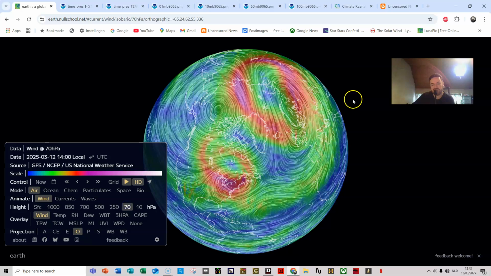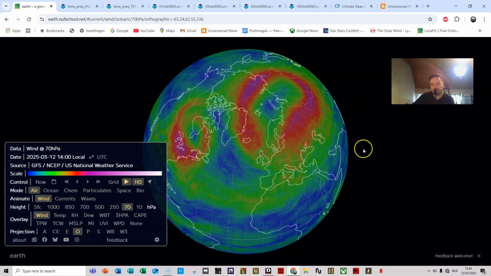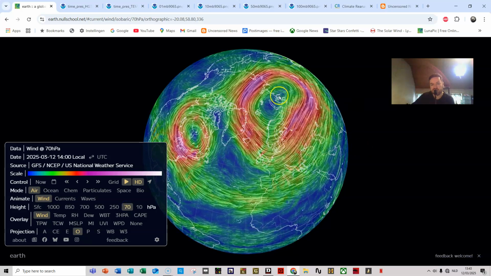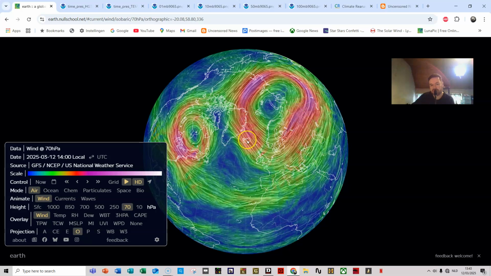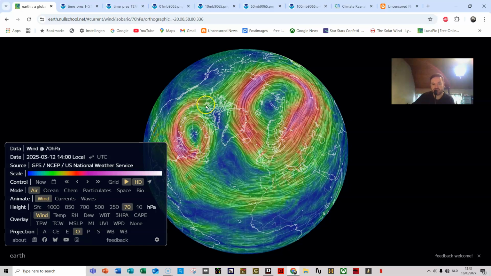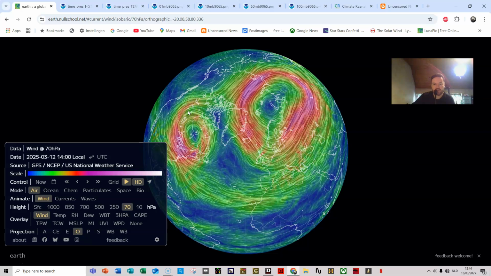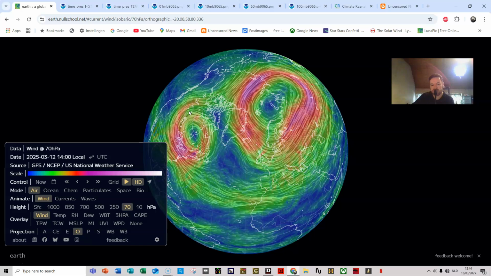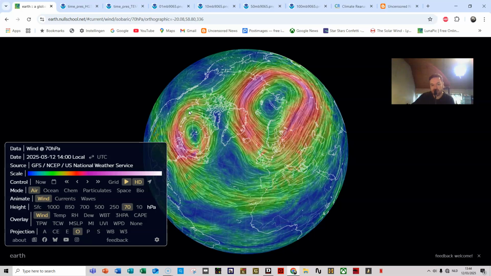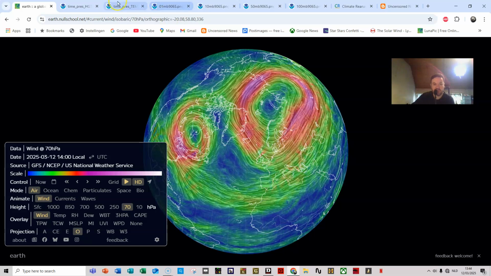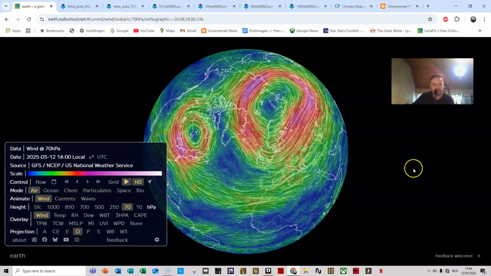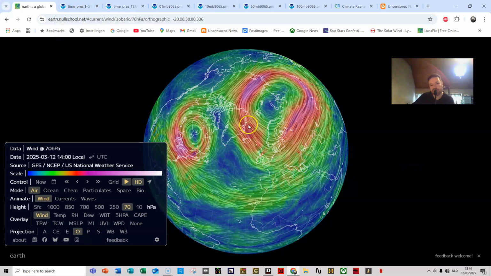If I go to the 70 millibars, this becomes more visible. We can clearly see over here the initial polar vortex, and we can see another one that formed because of a warming event, or what they call a sudden stratospheric warming, but I have my doubts. I think it's actually the opposite. I think the split caused the warming event.